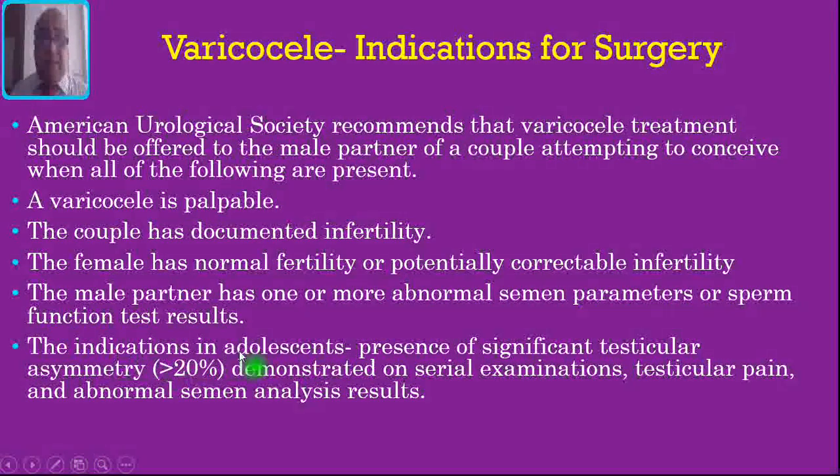The indication in adolescents is the presence of significant testicular asymmetry. That means if one side testicle's size is diminished by more than 20%, then that is an indication for surgery. And if the patient is having significant testicular pain and abnormal seminal analysis, these are all indications for surgery.